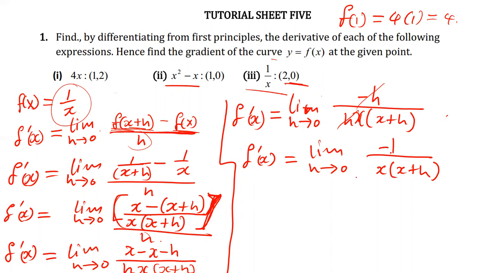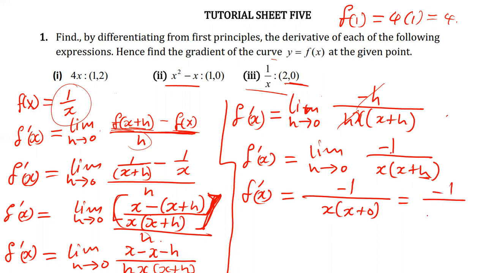So this is what we're going to have. So here it's just a matter of replacing 0 where there's h. So we're going to have f prime of x is equal to, then you put a 0 where there's h there. We're just going to have negative 1 over x, open brackets, x plus 0. And this will give you negative 1 over x, and then in brackets you just have x, meaning your f prime of x will simply be equal to negative 1 over x times x, which gives us x squared. Okay, so this is how you find the first derivative using the first principle of 1 over x.